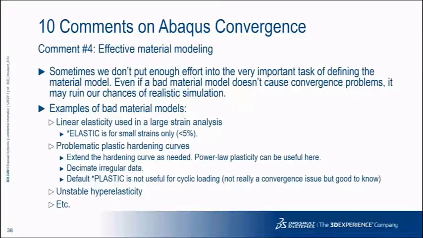If you have irregular data, you might force Abaqus to try to follow a jagged hardening curve, which is an issue. So you can smooth out the irregular data. Remember that this may not be a convergence issue, but your isotropic hardening plasticity is not useful for cyclic loading. Okay, just wanted to make that comment. It's not really related to convergence, but hey, it's good to know. Unstable hyperelasticity is an issue, of course.